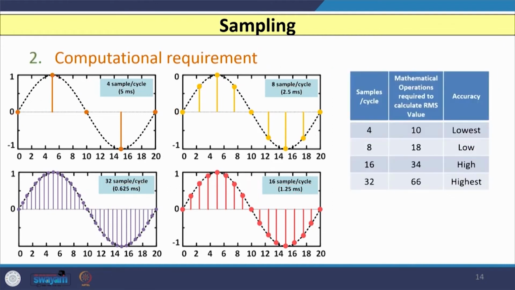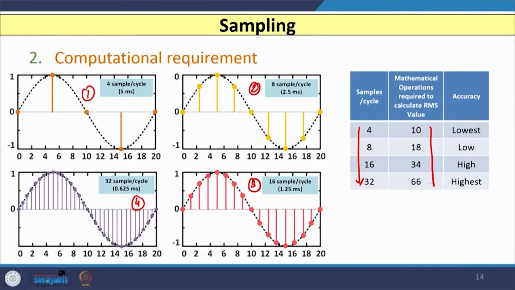The second is the computational requirement. Again the same 4 graphs I have shown, 1, 2, 3 and 4, and the only difference is the number of samples in a cycle: 4, 8, 16 and 32 in graphs number 1, 2, 3, 4. As you increase the number of samples in a cycle, the mathematical operations you need to perform to calculate a particular quantity required by the algorithm, let us say the RMS value or some phasor value or any other thing, are also going to increase.